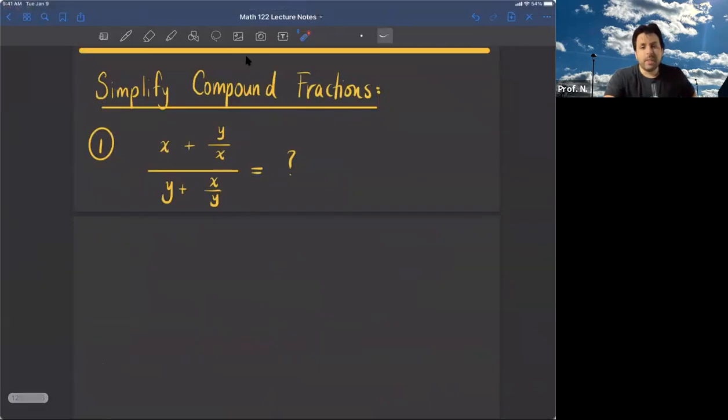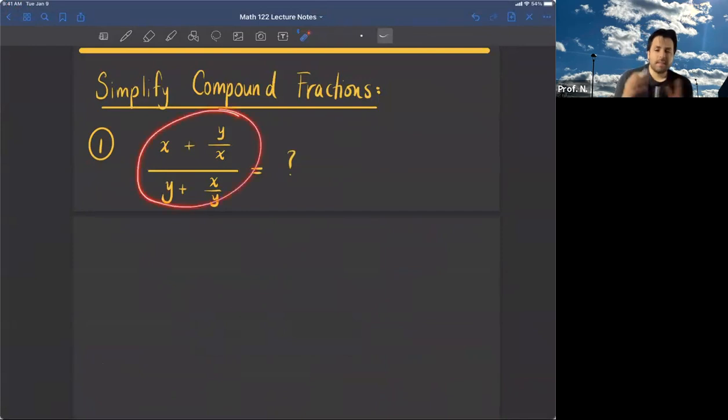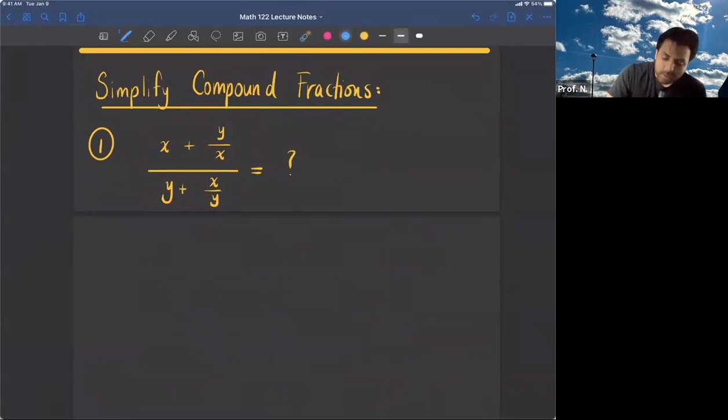No problem. So now simplify compound fractions. The goal of this is to rewrite this whole expression as a single fraction. As you can tell, I have a fraction and fractions within those fractions. So that's no good. So the first thing I want to do is find the LCD.